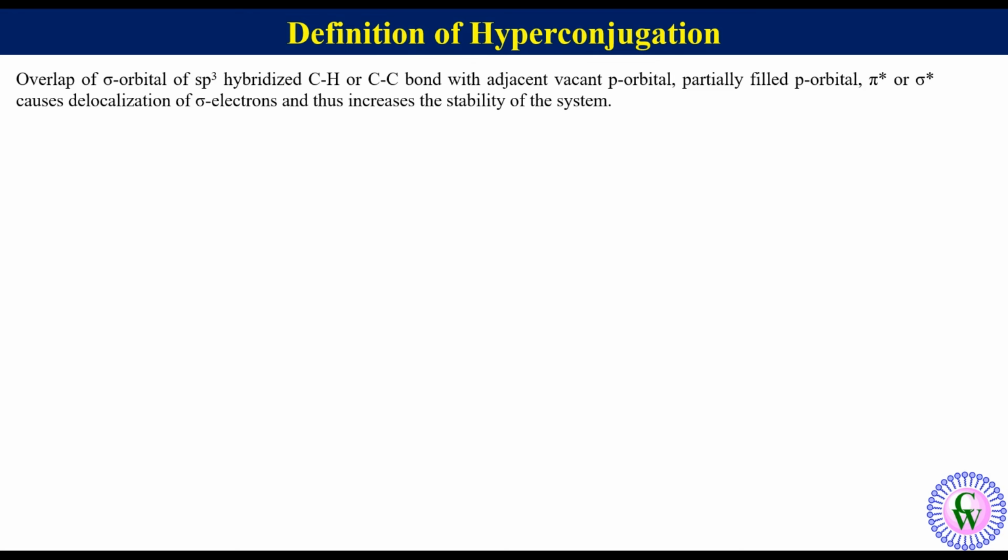Overlap of sigma orbital of sp3 hybridized CH or CC bond with adjacent vacant p orbital, partially filled p orbital, pi star or sigma star causes delocalization of sigma electrons and thus increases the stability of the system. This is called hyperconjugation, no bond resonance, or Baker and Nathan effect. Let's take one example of each case for better understanding.